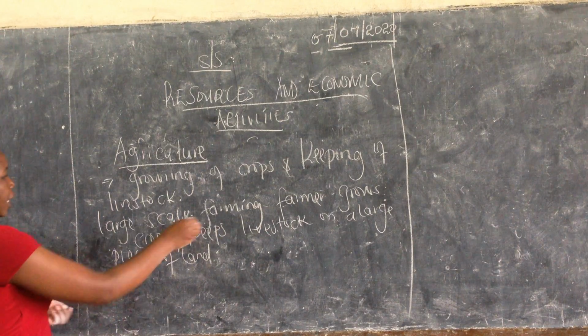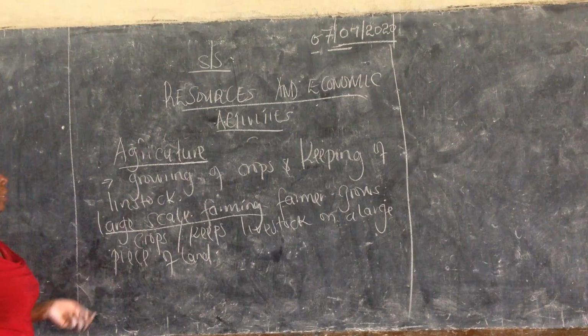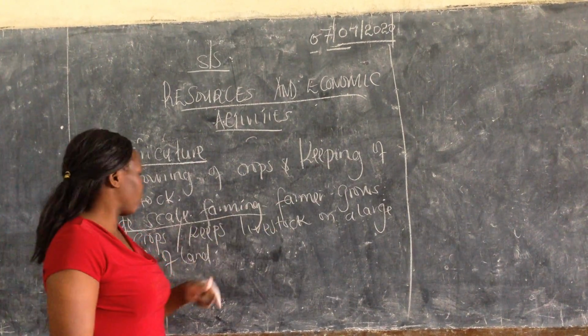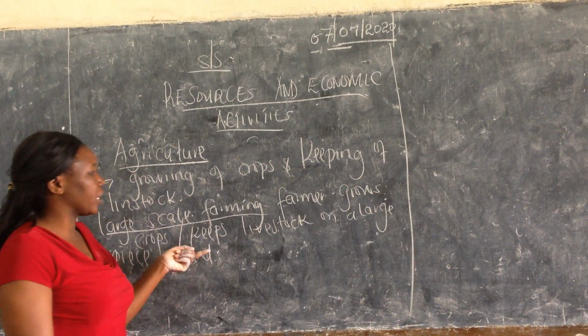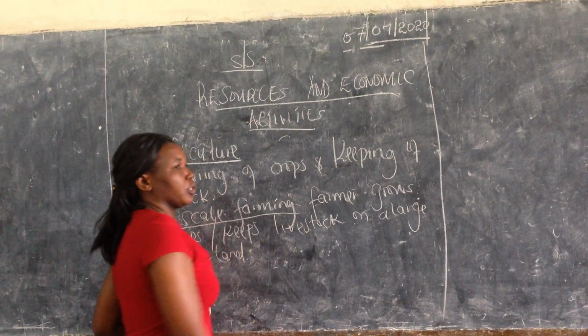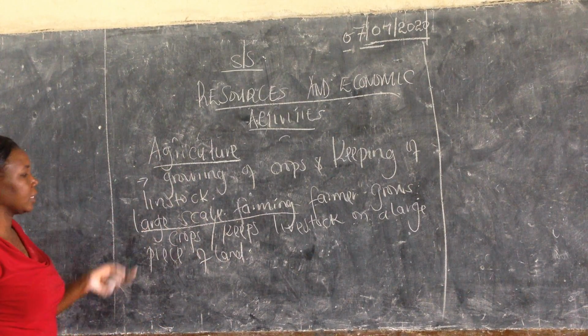I've said large-scale farming. This is large-scale farming. In large-scale farming, a farmer grows crops or keeps livestock on a large piece of land. That is not large-scale farming.